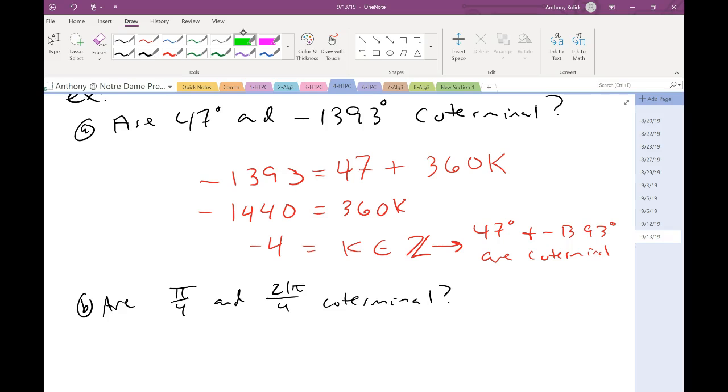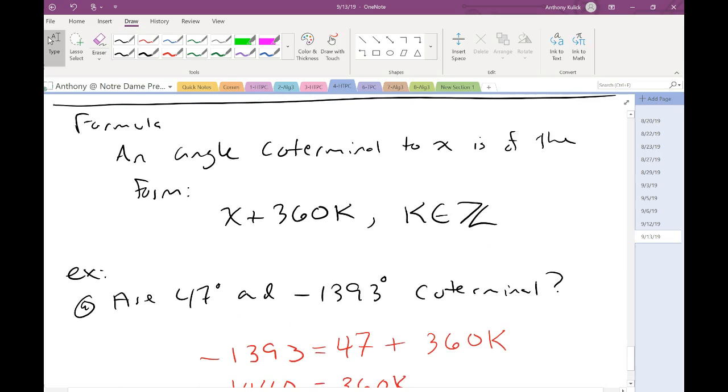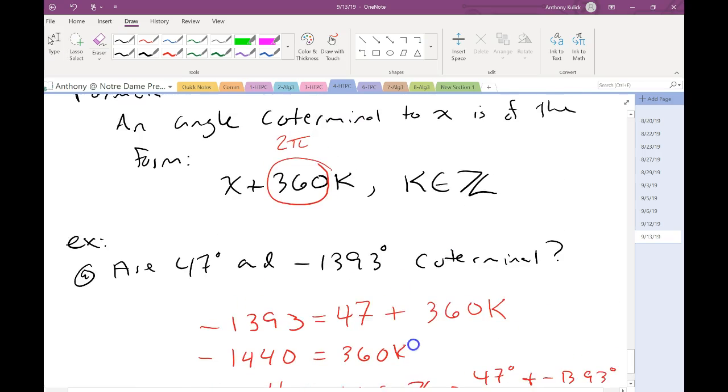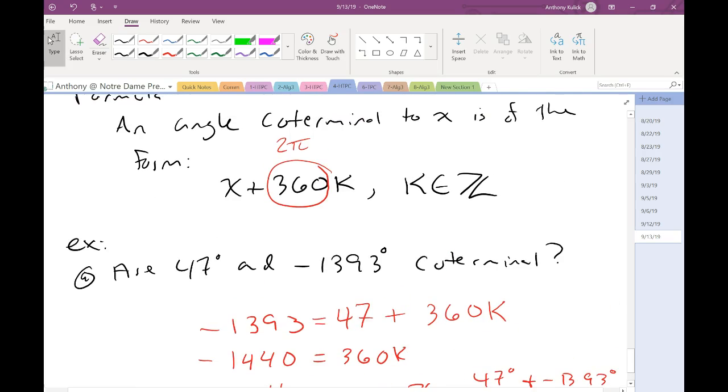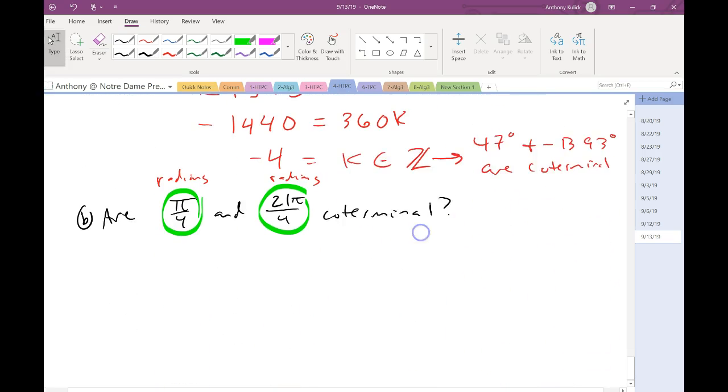So if I look at these two angles, what do I notice right away? They're both in terms of pi, so that means they are measured in radians. If I go back and look at this formula that I just made, what would I have to do to adjust this if my angle's in radians? I just need to change 360 into 2 pi. Okay with that idea? That's the only adjustment that needs to be made. Remember from last time that 180 degrees was equal to 1 pi. So 2 pi has to be 360 degrees.